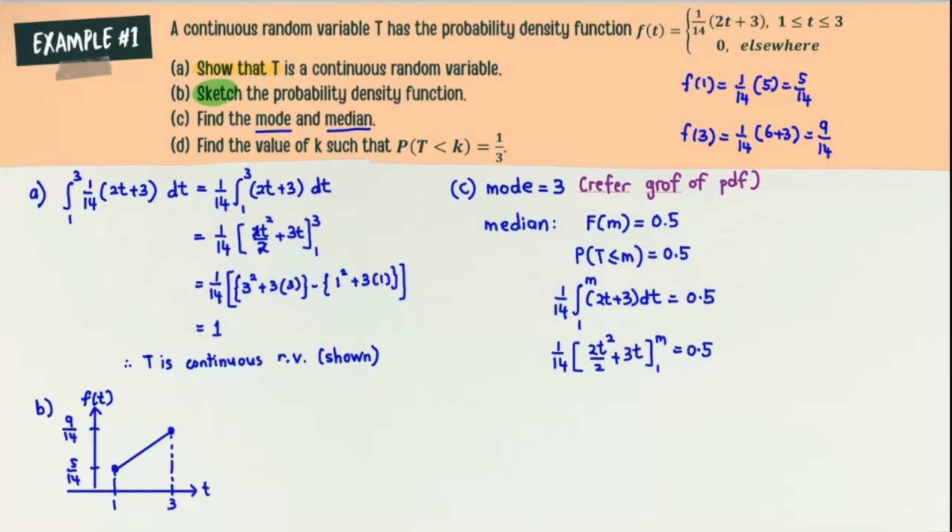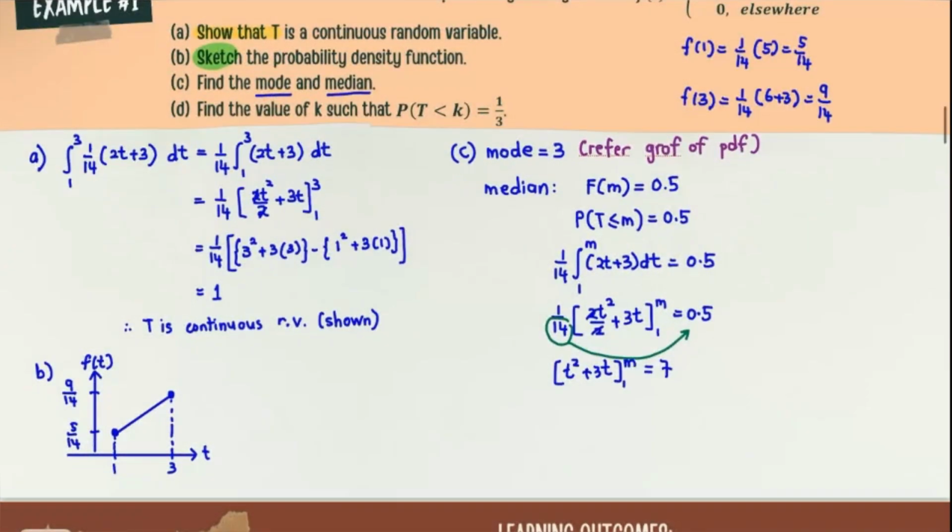Kemudian, okay, ini saya boleh simplify, potong dua-dua. Next is I'm going to substitute M into this function. Okay, tapi sebelum itu saya nak pindahkan dahulu 14 ini. So this 14, saya nak pindahkan dia kepada our right hand side. So 14 darabkan dengan 0.5 we get 7. So here it will be t squared plus 3t 1 until m equals to 7.